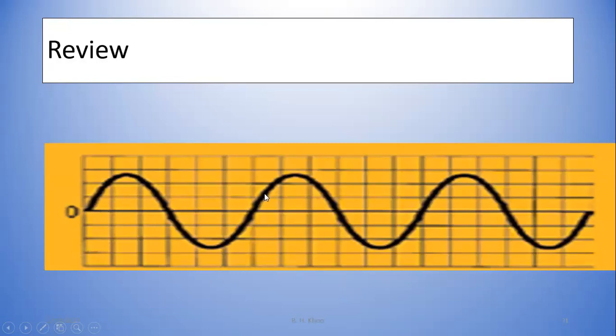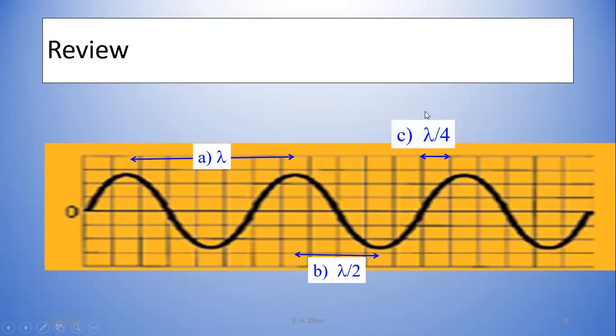Remember your waveform. From crest to crest is one wavelength. From a maximum, from a crest to a trough is half a wavelength. Right? From 0 to the crest is a quarter wavelength. Or from 0 to another 0 is also the same, half a wavelength.